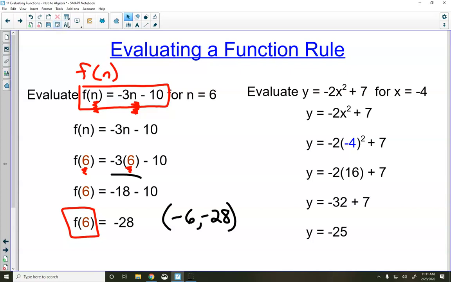We have y equals negative 2x squared plus 7 for x equals negative 4. This is like what you've been seeing, right? We have a y, we have an x. Okay, we're going to substitute for x, we're going to get a y out, we're going to have a 4 and a 4. But you can think of it the same way.